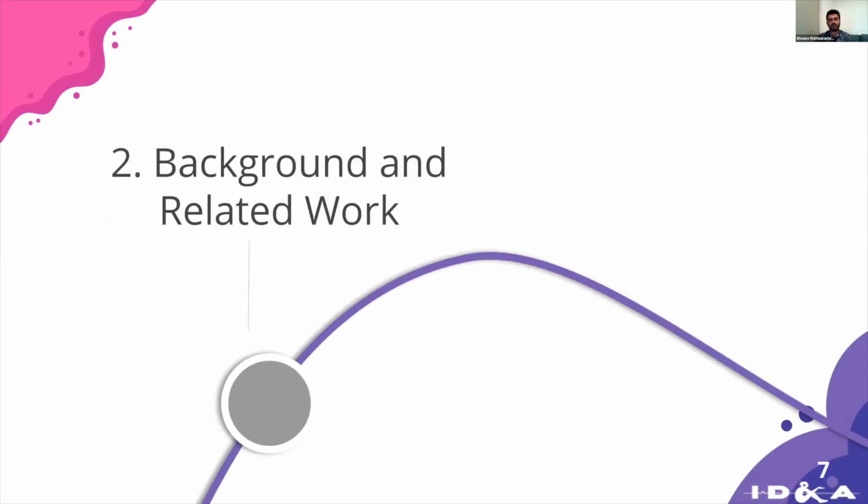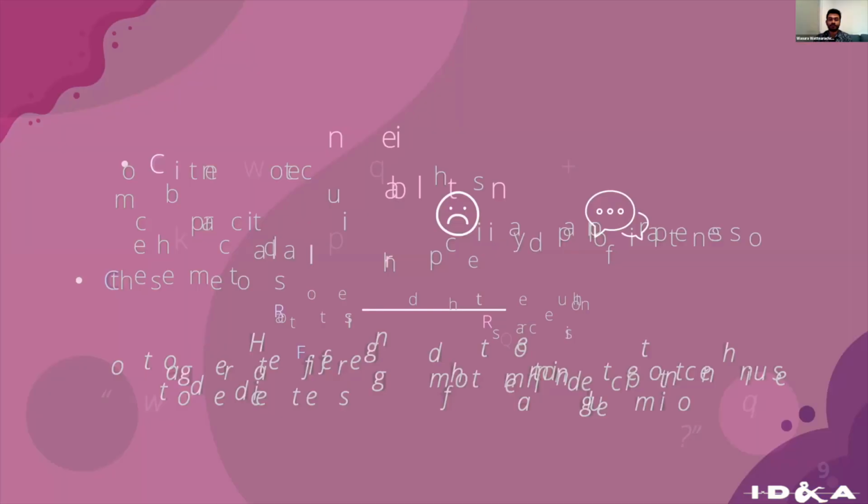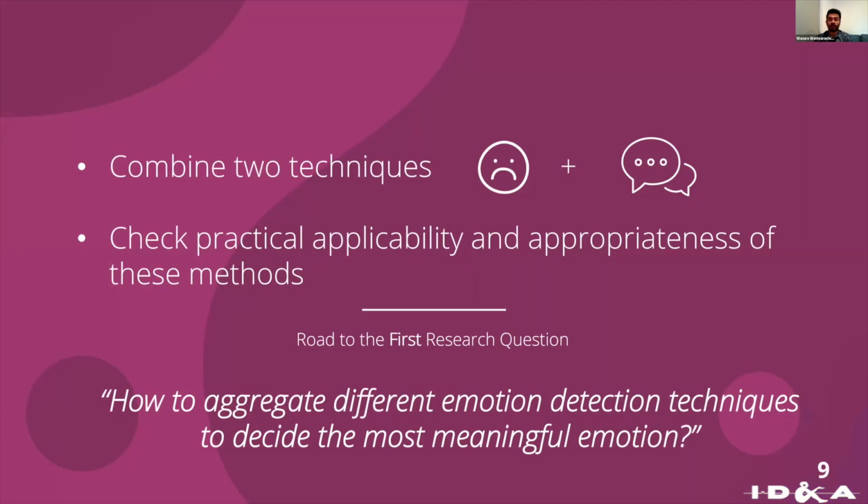When discussing the related work, even though there are different nonverbal emotion detection techniques that can be used, we focused only on using facial expressions and text analytics because other methods are not very suitable when using mobile devices, due to the reasons mentioned in this slide. And this builds the path to our first research question, which was combining these two techniques and assessing the practical applicability and appropriateness of these methods when detecting emotions while using mobile devices.